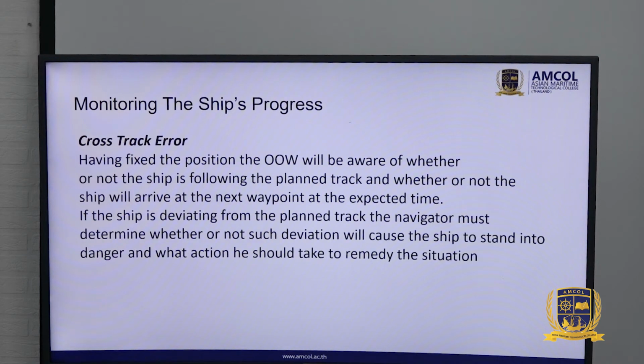Cross track error: once you have plotted the ship's position, how far off track it is from your pre-planned route is called the cross track error. Having fixed the ship's position, you will be aware whether or not the ship is following the planned track and whether or not the ship will arrive at the next waypoint on time. So you can actually see whether the vessel is on the right or left of the track. If the ship is deviating, then you need to adjust the course.